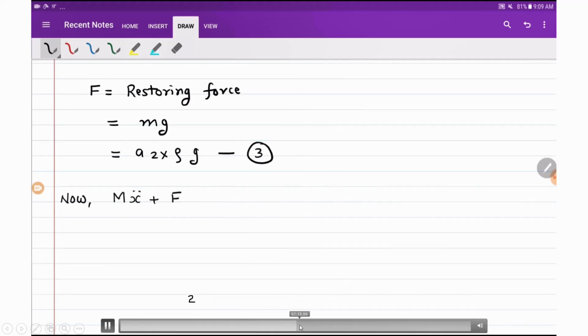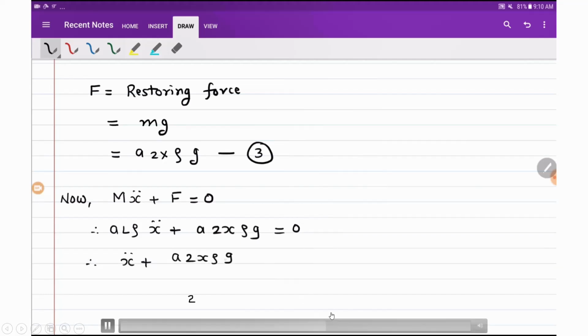Now we'll write down the equation of motion. So mx double dot plus f is equal to 0. This is the inertia force and this is the restoring force. M, we know that it is A multiplied by L multiplied by rho. X double dot is the acceleration. F is A 2x rho g, which is equal to 0.